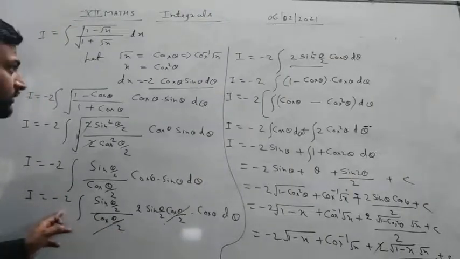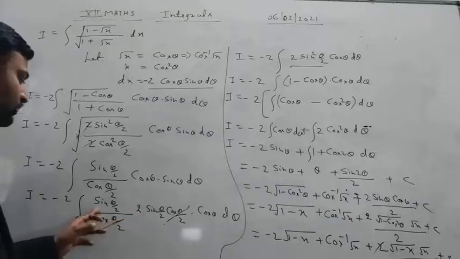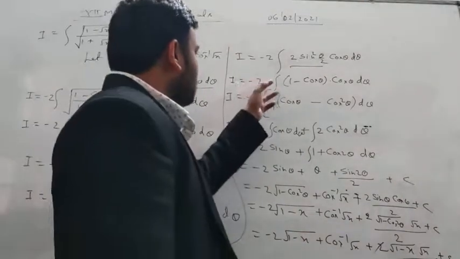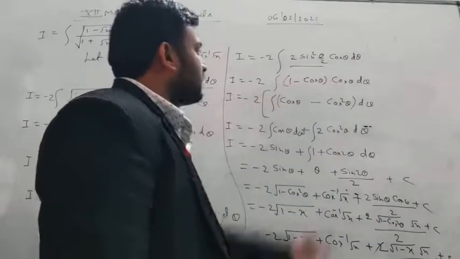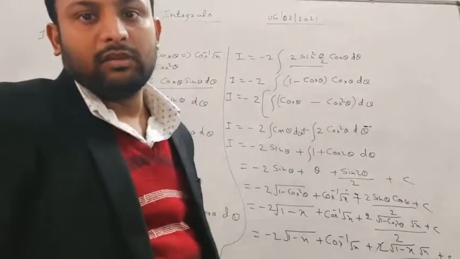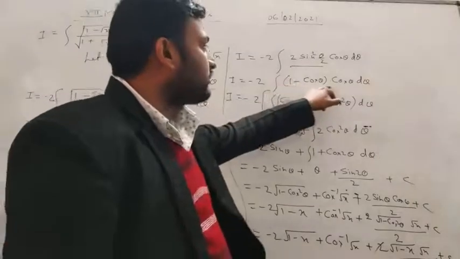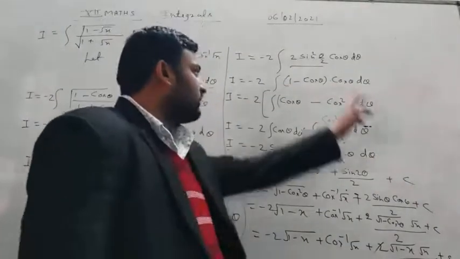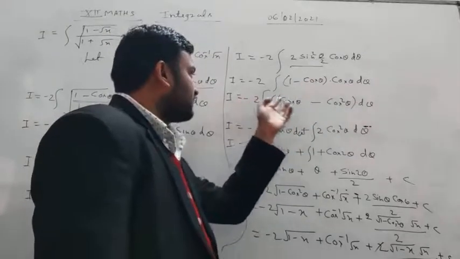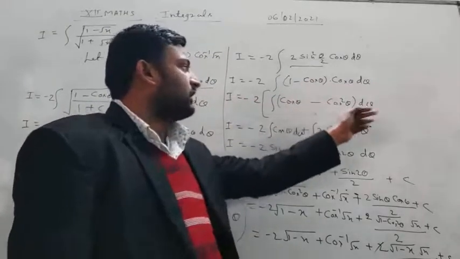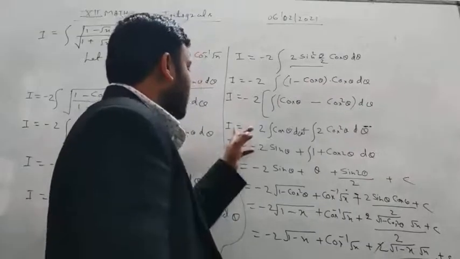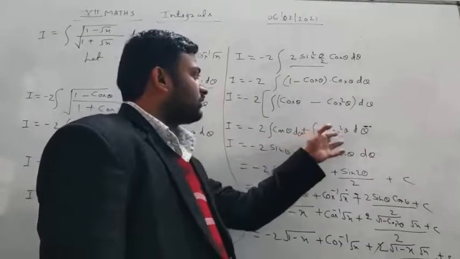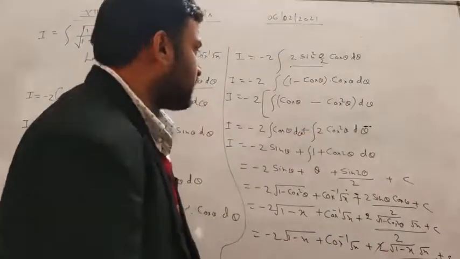And this is minus 2 and 2 sin square theta by 2 cos theta d theta. So I is equal to minus 2 integral of 2 sin square theta by 2, which we can write as 1 minus cos theta, into cos theta d theta. And when we multiply inside, we get minus 2 cos theta minus cos square theta d theta. And I is equal to minus 2 cos theta d theta plus 2 cos square theta d theta.